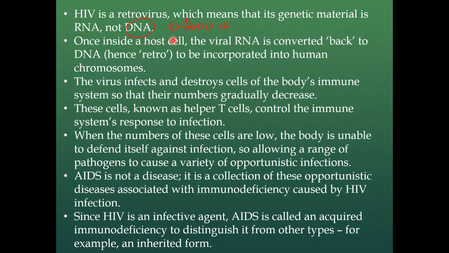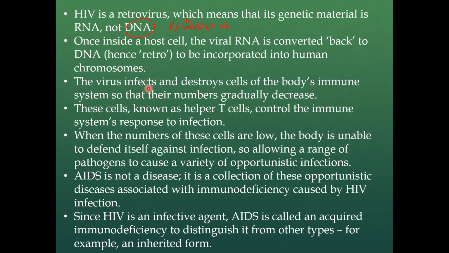Okay. So once inside the host cell, the viral RNA is converted back to DNA, hence the term retro, right? So here RNA is converted into DNA, and then this is incorporated into human chromosomes. So this is what happens. RNA converts into DNA, and then this DNA is incorporated into the human chromosomes.